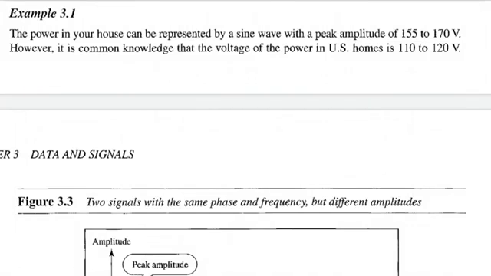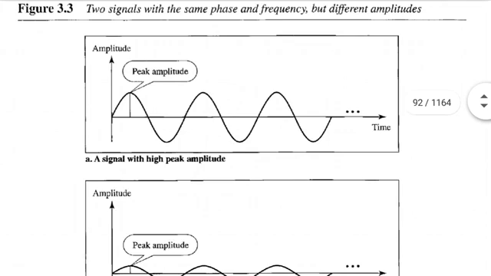Example 3.1. The power in your house can be represented by a sine wave with a peak amplitude of 155 to 170 V. However, it is common knowledge that the voltage of the power in US homes is 110 to 120 V. Two signals with the same frequency and phase but different amplitudes.